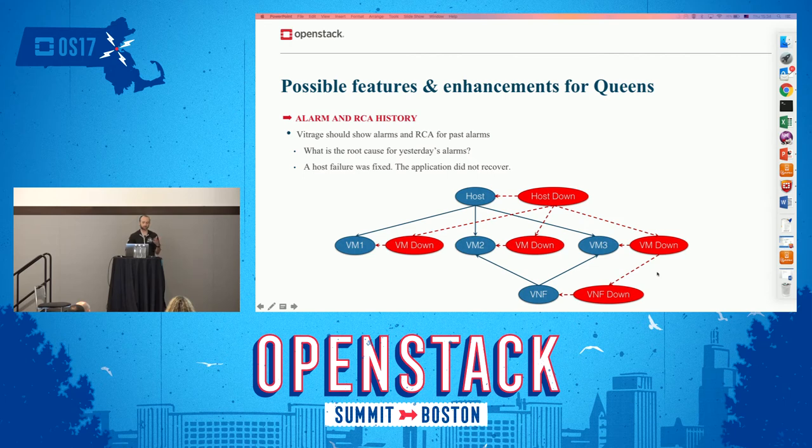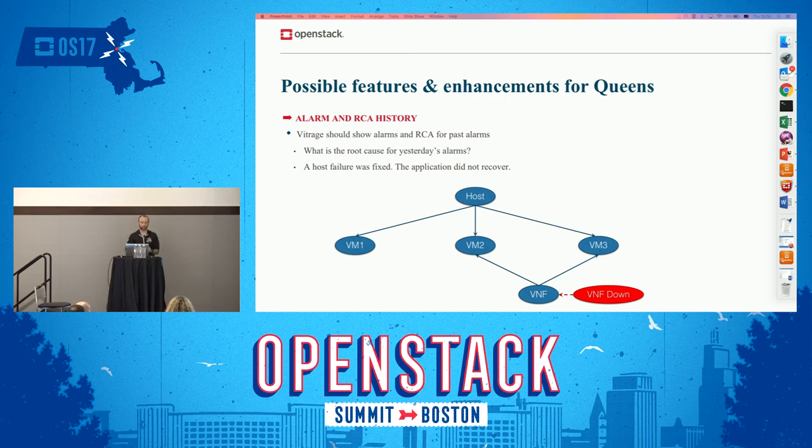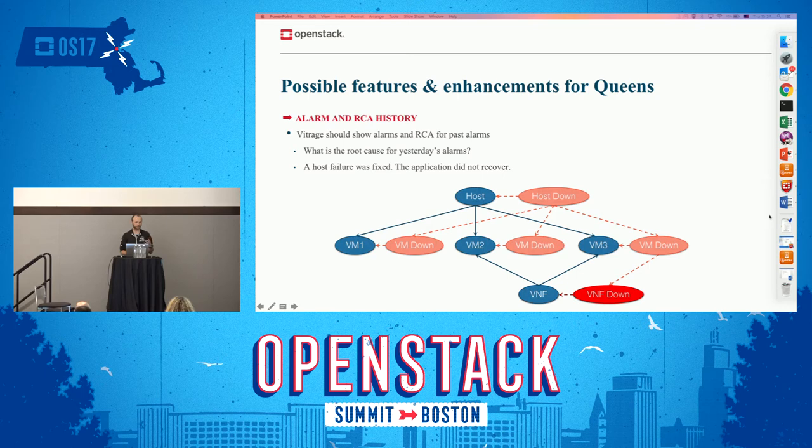But then let's say that the host down alarm was deleted, as we can see here, but the VNF down alarm is still on the VNF because the VNF is not working, as it had some other problem due to the problems on the VMs. Now when the operator comes back, he will see only this alarm and he won't know what really was the root cause of the problems. This is why we need the RCA history, in order for the operator to know that this VNF down was actually caused by previous alarms that were in the system.